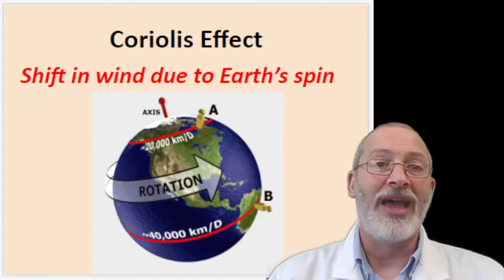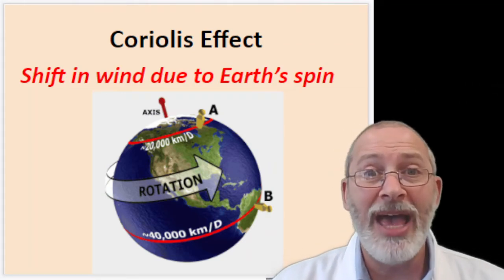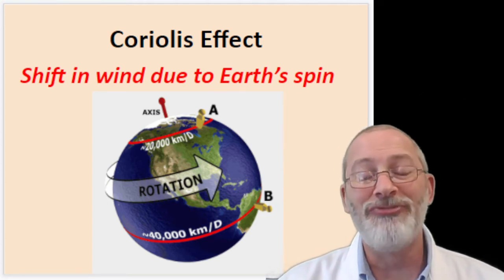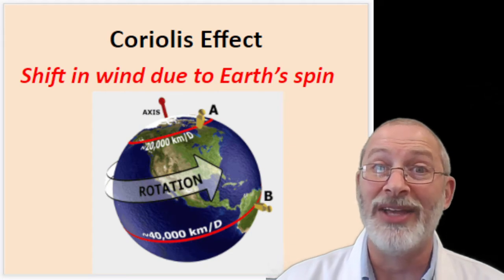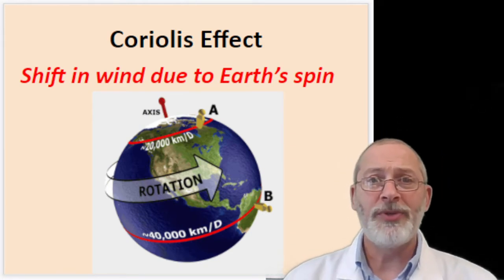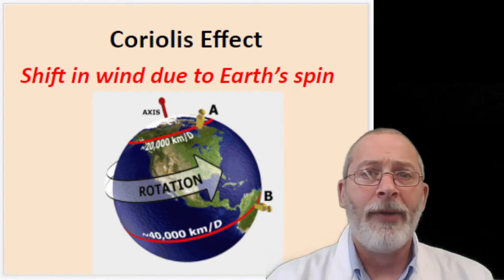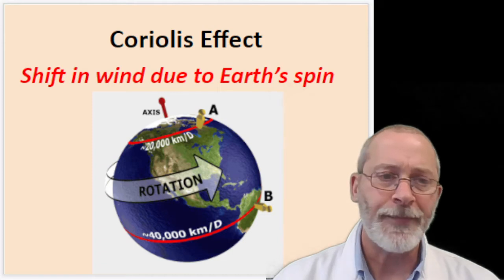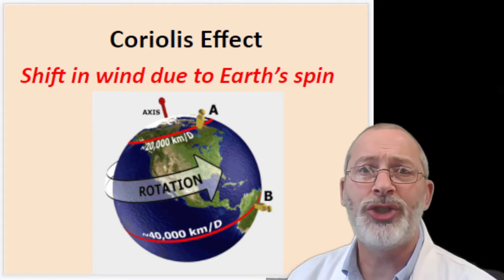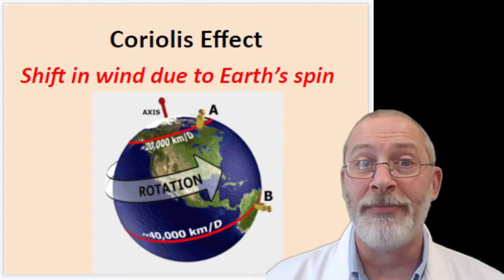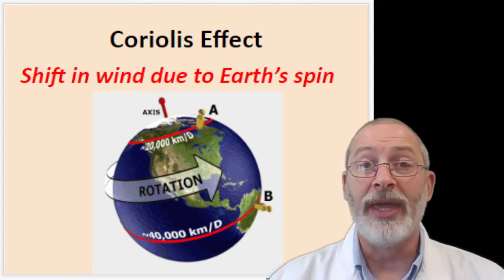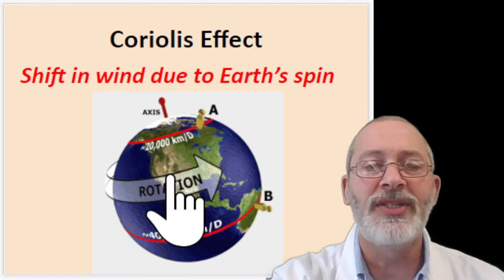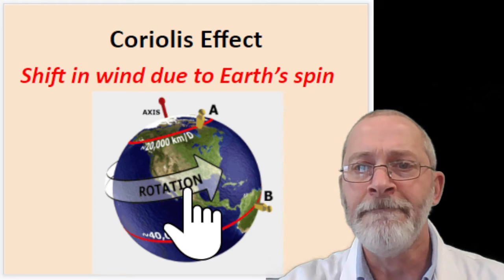The Coriolis Effect can be described simply as the shift in wind due to Earth's spin. It's really not quite as simple as that, but for our purposes right now, let's write that down. The Coriolis Effect is the shift in wind due to Earth's spin. And I want to try to describe some things to you. I may show you with a globe in class what actually is going on here, but let's look at this diagram. This is a good diagram, okay?